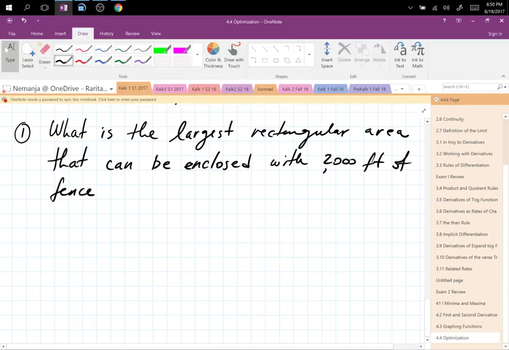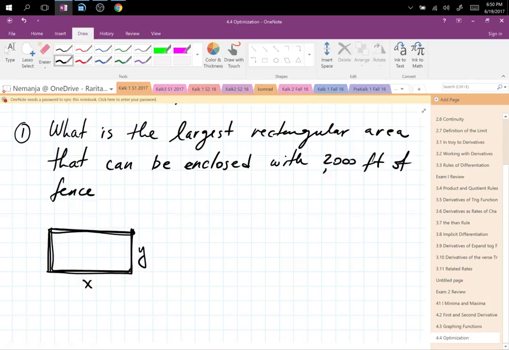Well, it's a geometry problem, right? We know rectangular area looks like a rectangle. We call this x, we call this y. What is the largest rectangular area that can be enclosed? So how do I write that as a mathematical sentence? xy equals max. Nice. So we are maximizing area. That's our objective.